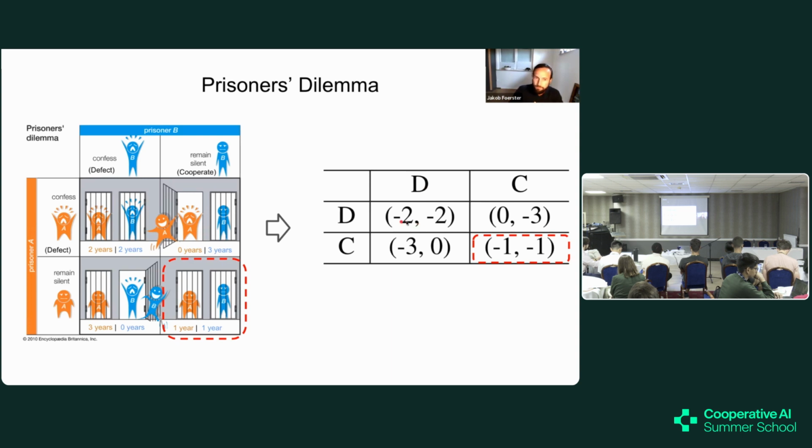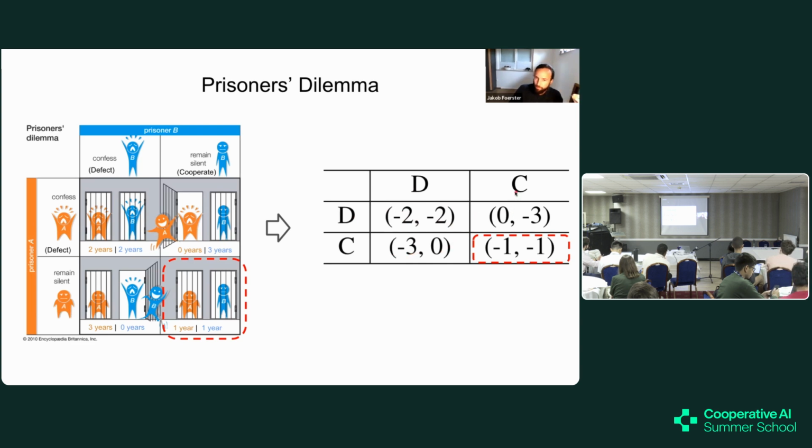We can check this quickly. In particular, if I defect and my partner defects, I spend 2 years in prison. But if I defect and my partner cooperates, I spend 0 years in prison. Sorry, that's the wrong comparison. If my partner defects and I defect, I spend 2 years in prison. But if I cooperate instead when they're defecting, I spend 3 years in prison.